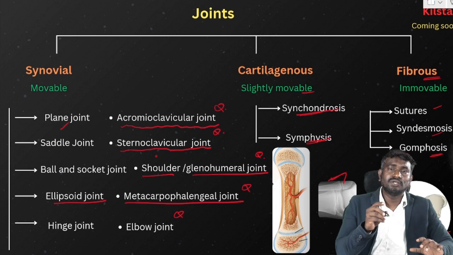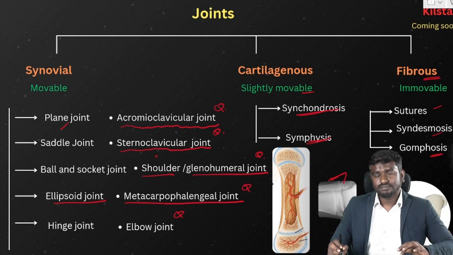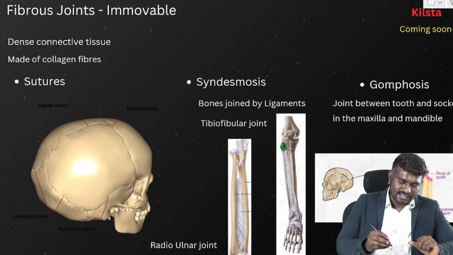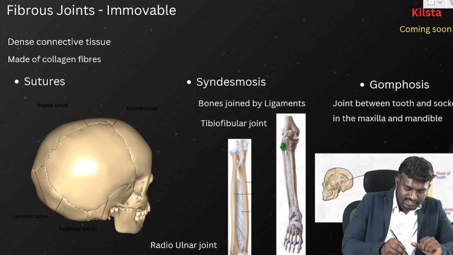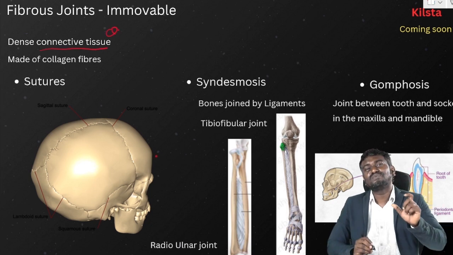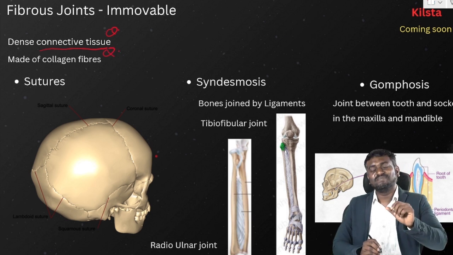Let's look into more details of fibrous joints. Fibrous joints, as we know, are immovable. Yes, it is immovable because of what? Dense connective tissue being present, and it is made up of collagen fibers. It is made up of collagen fibers, very important.